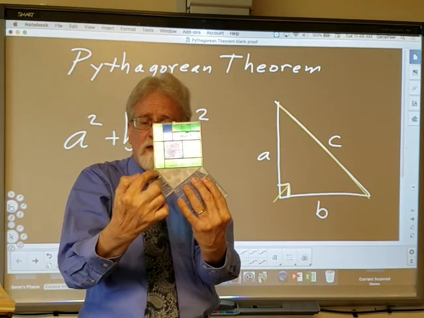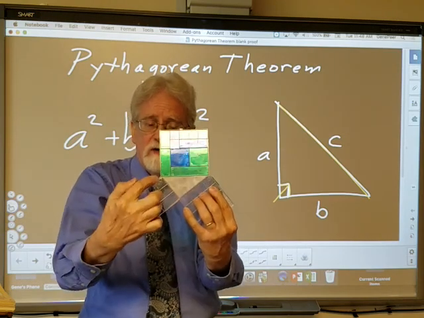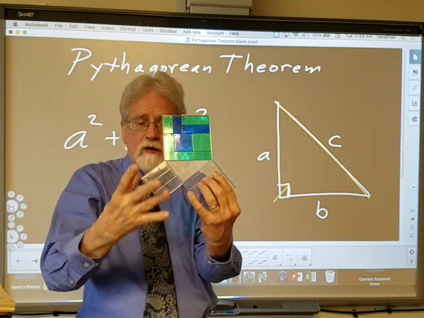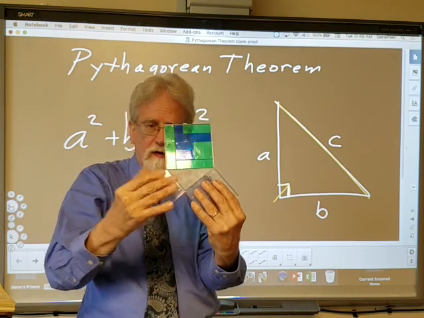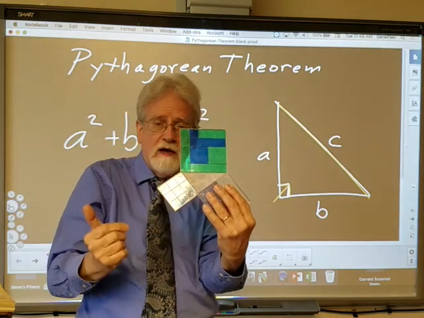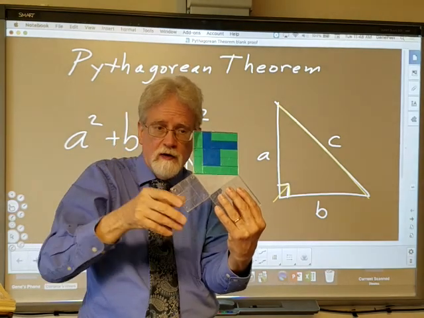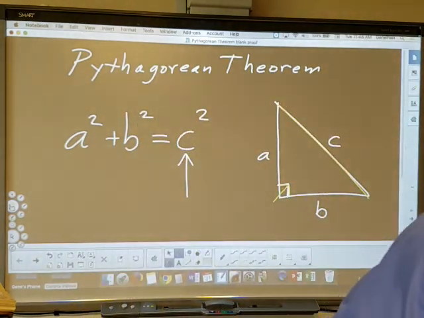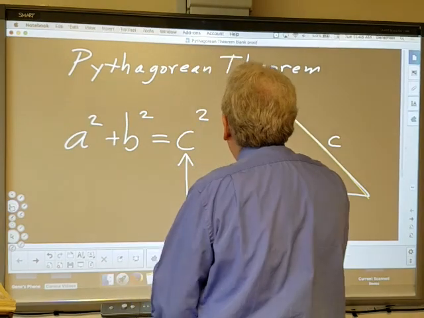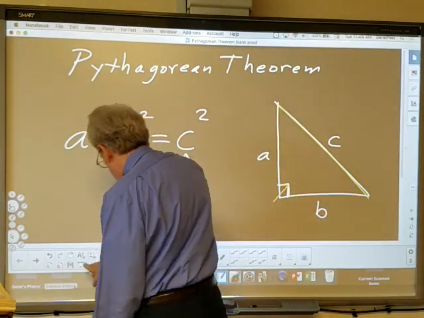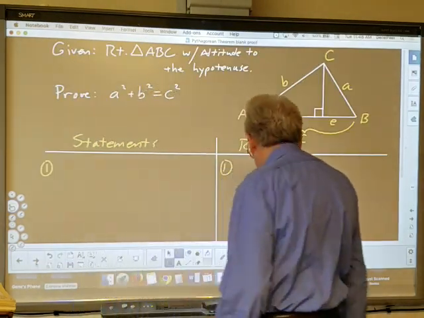It doesn't have to be 3, 4, and 5. Any right triangle, this area plus this area will always equal that area, guaranteed. We're about to prove it. So let's dive in. Next screen, there we go.